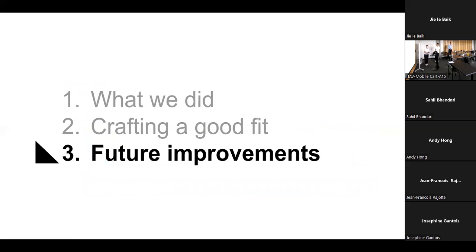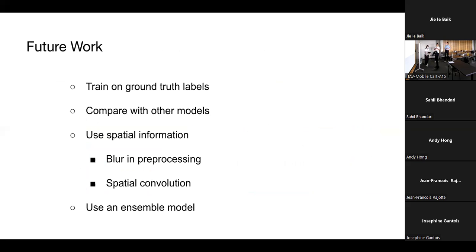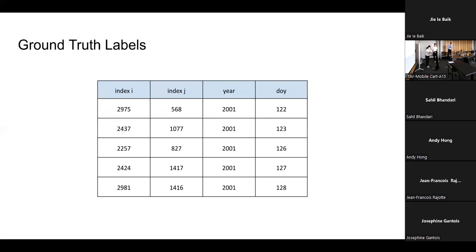Okay, so those are a few thoughts on considerations for making a good fit. Now we want to talk about some future directions for the project and future implications of this sort of work. So a few ideas: training on ground truth labels instead of another model, comparing with other kinds of models, using the spatial information instead of looking at only one pixel at a time, and finally using ensemble models. We'll talk briefly about each of these.